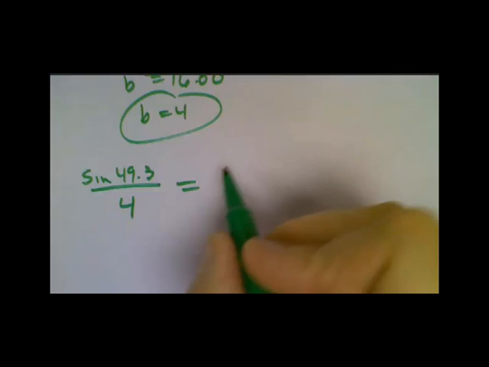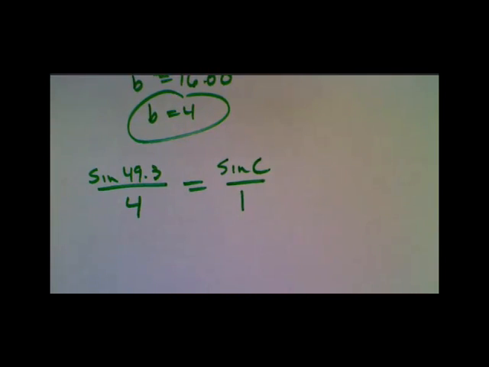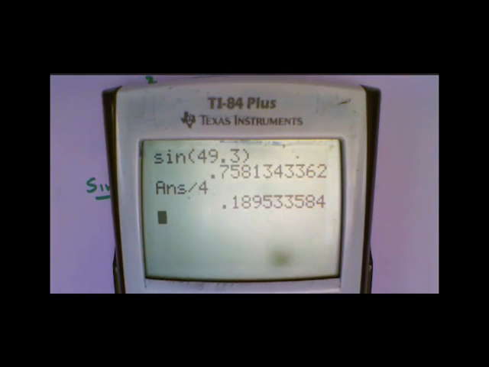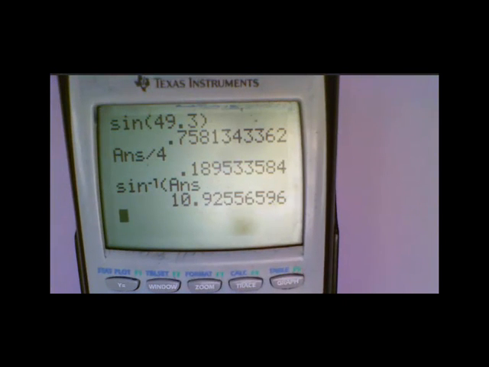So I'm going to say then the sine of angle C is to 1. And so if I multiply by 1, all I really have to do is take the sine of 49.3 and divide that by 4. So all I did on my calculator was take the sine of 49.3 and divide by 4, and I got 0.1895. That's what the sine of C equals, so I take the second sine of my answer. And I get the angle is 10.9 degrees.